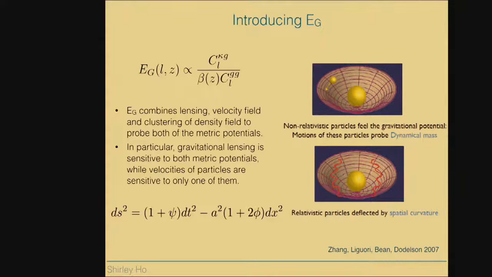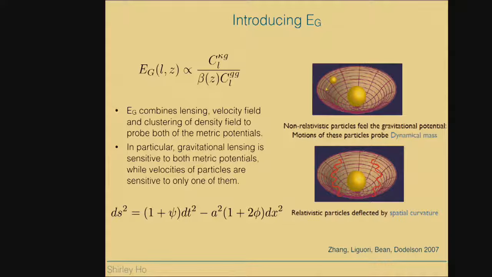If you look at the equation, it's proportional to C_L, which is the angular power spectrum of the kappa, being the gravitational lensing kappa, and then galaxy. Those two will pull out one factor of bias, as we just talked about. And then you have beta, which is coming from f over b, right? So the growth rate divided by bias. And then you have C_L^GG, which is the angular power spectrum of galaxies.